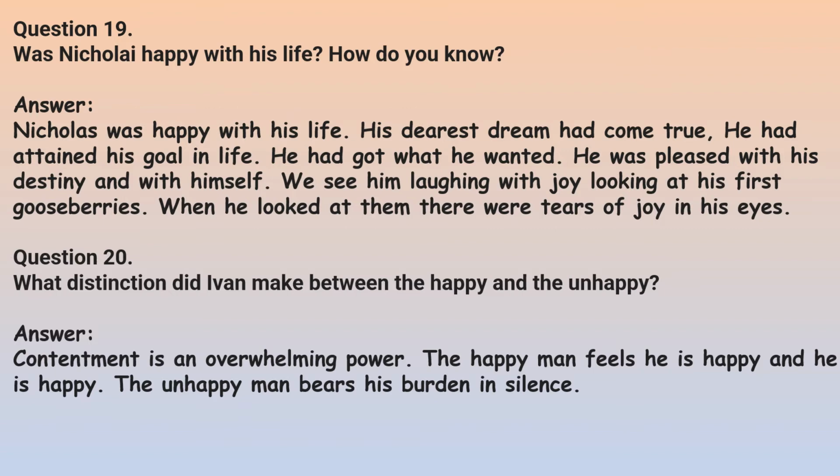What distinction did Ivan make between the happy and the unhappy? What is the difference between rich and poor people, happy and unhappy? Contentment. What is the meaning of contentment? Contentment is satisfaction. So contentment is an overwhelming power. Satisfaction will give us a particular energy and power. The happy man feels he is happy and he is happy. The unhappy man bears his burden, his mental problem in silence.